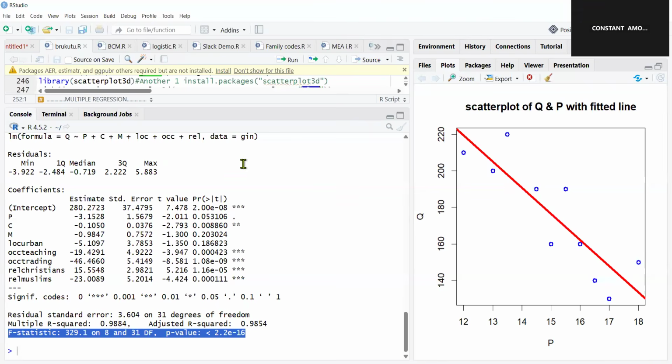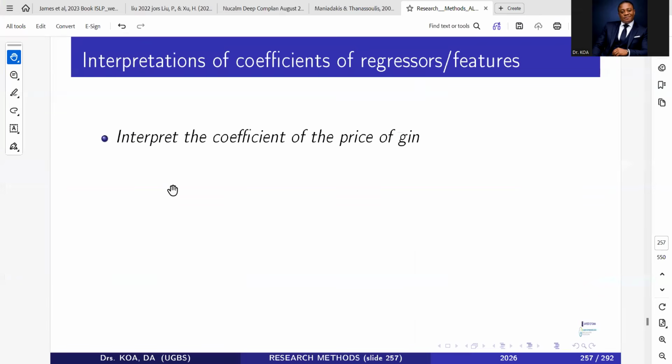Very good. Now, pay attention, because the next set of questions, by the way, all of these are 5 hours. The next set of questions is going to be more about interpretation. So let me show you one of them. It can be any of the variables. Write it down. Interpret the coefficient of the price of gin.